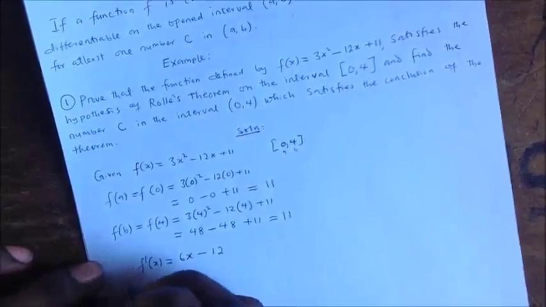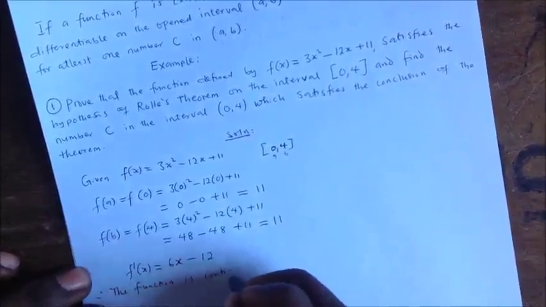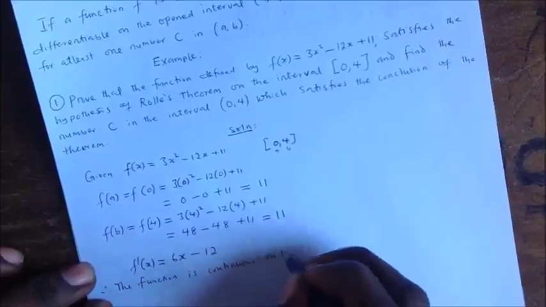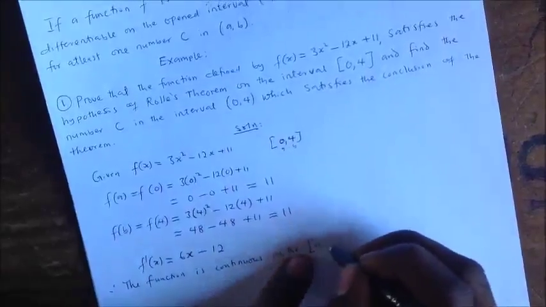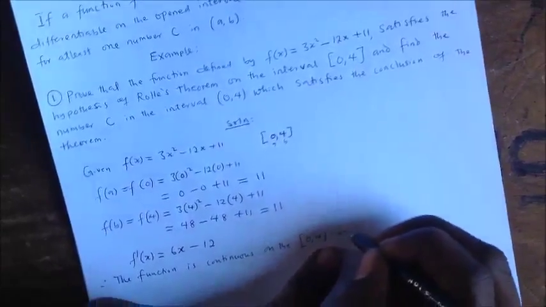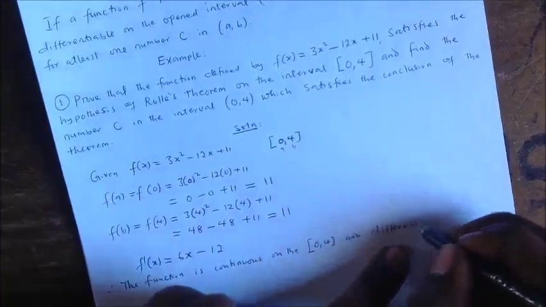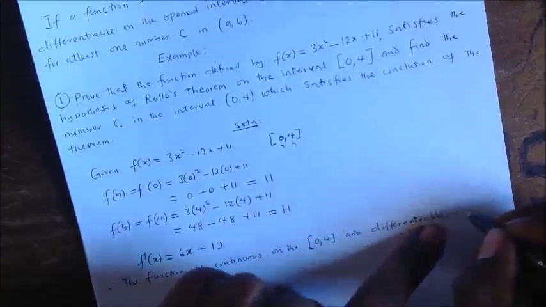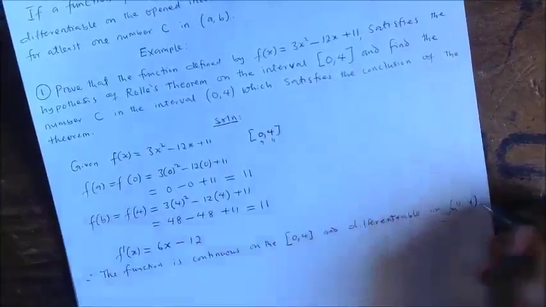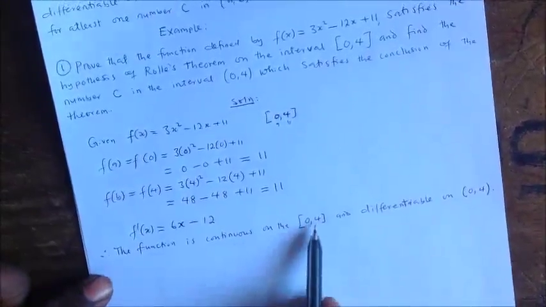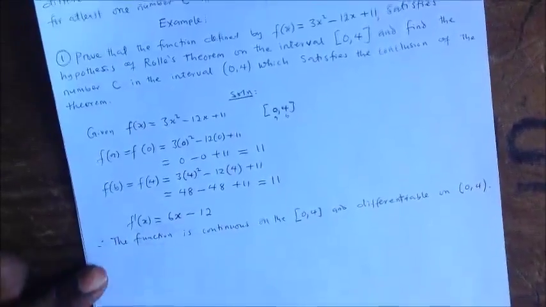We should now say, therefore, the function is continuous on the closed interval [0, 4] and differentiable on the open interval (0, 4). So since the function is continuous on the closed interval and differentiable on the open interval, the function satisfies the hypothesis of Rolle's theorem.